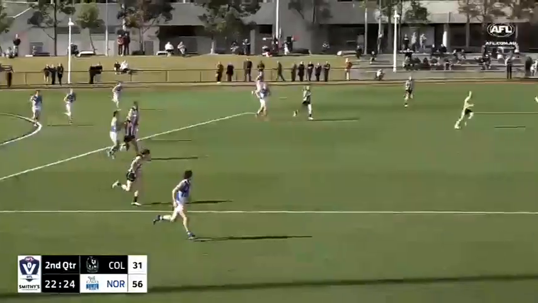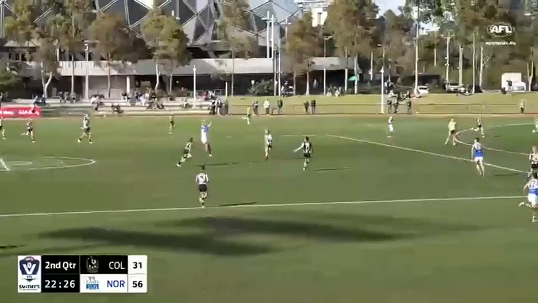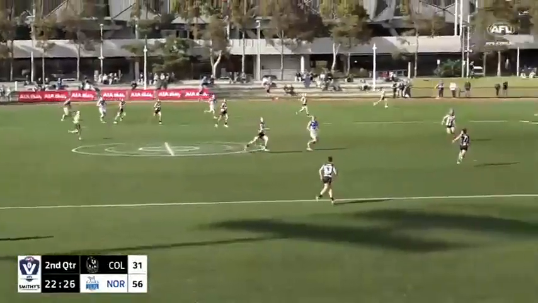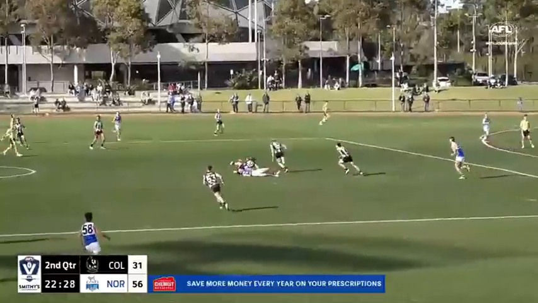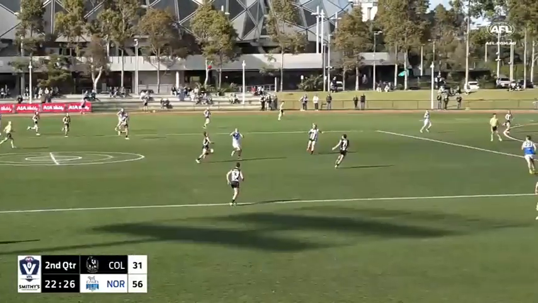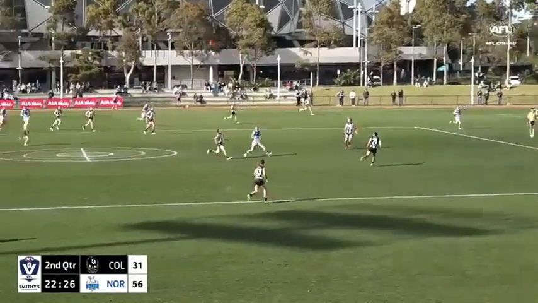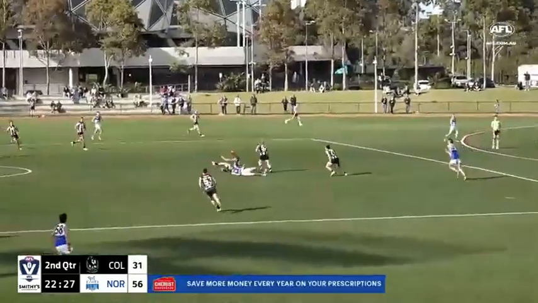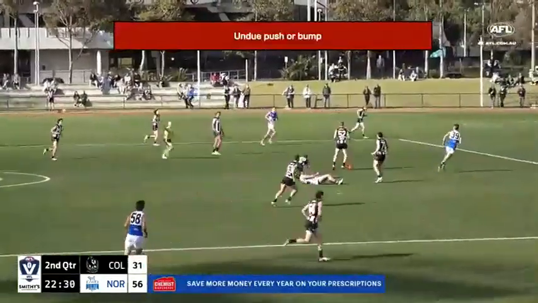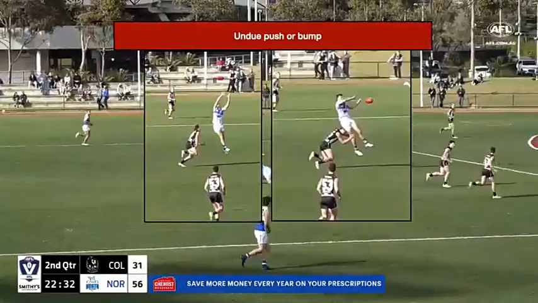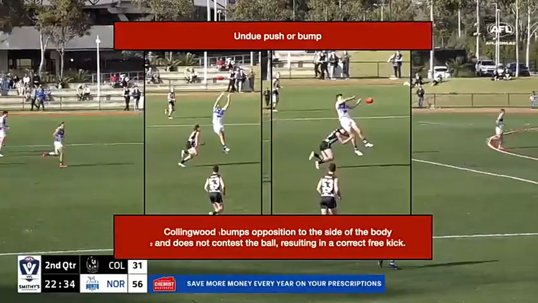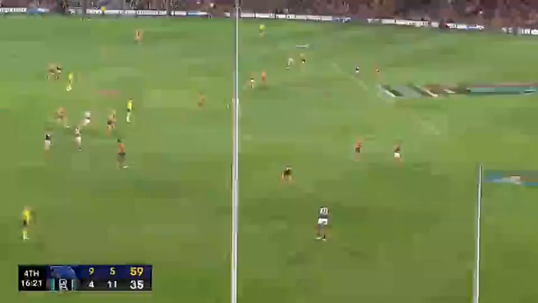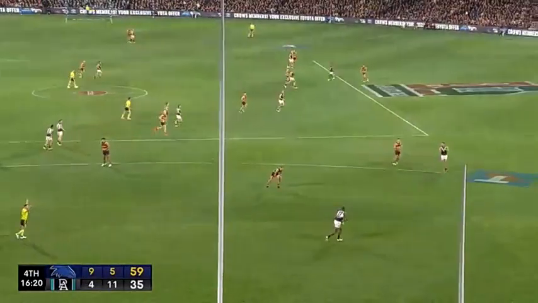Let's have a look. Accidental. Okay, the Collingwood player just trips over just beforehand. So he's there, and you can just see him trip, just in there, but ultimately pushes the opponent, not contesting the ball. Collingwood bumps opposition to the side of the body, does not contest the ball, resulting in a correct free kick.